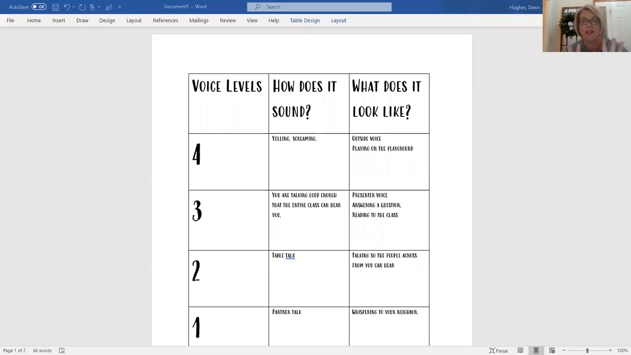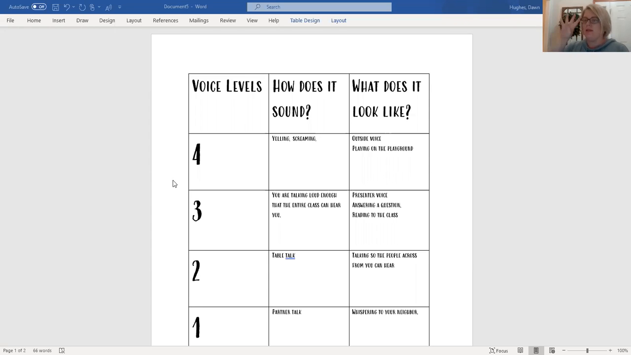Okay, class, today we're going to learn about how we need to speak in the classroom. And I'm going to share a screen with you guys. Okay. So our voice levels, and we're going to talk about how our voice should sound at the different levels, and what does that look like so that we understand how we should be talking in the classroom.